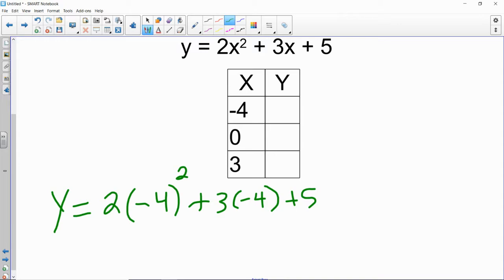Now I've got to remember my order of operations. Exponent first. So negative 4 squared is 16. Now remember, if you're using a calculator to do that, you've got to put negative 4 in parentheses. Your calculator is going to think 4 times negative 1 if you don't, which will give you negative 16. Any negative times itself is always going to be a positive.